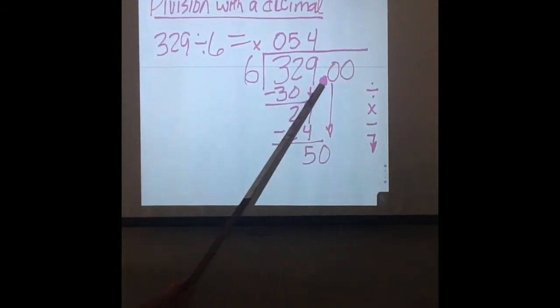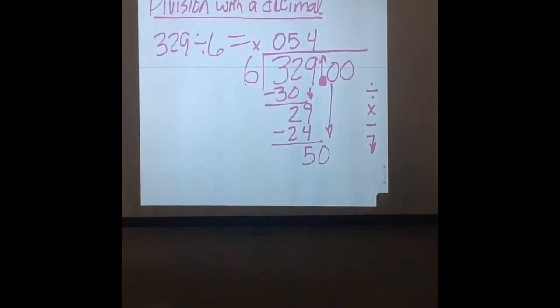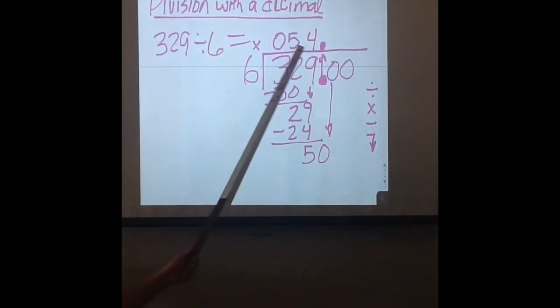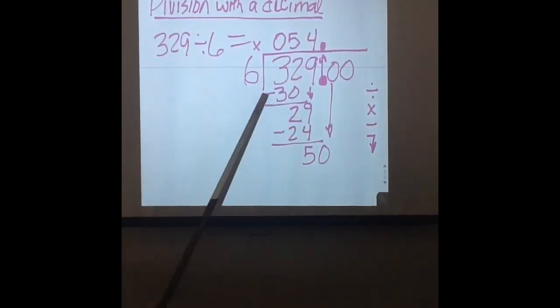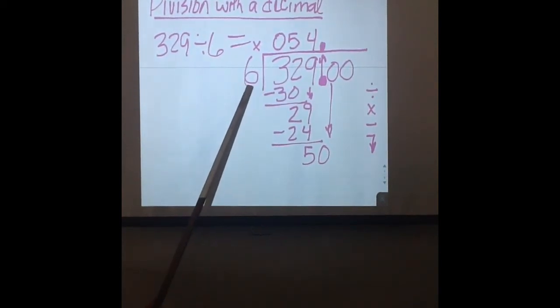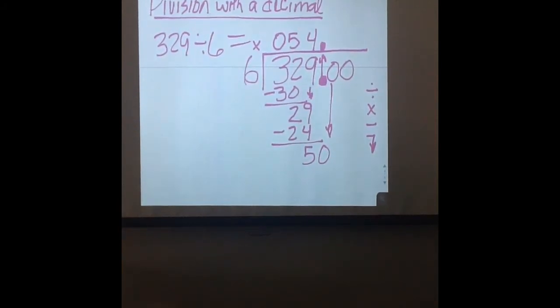Now when you have a decimal, I want you to bring the decimal up and put it on the roof of the house. Okay? So now our answer is going to be 54 point something. Let's ask our daddy divide question. How many 6s are in 50? Well, if you said there's 8 6s in 50, good work.